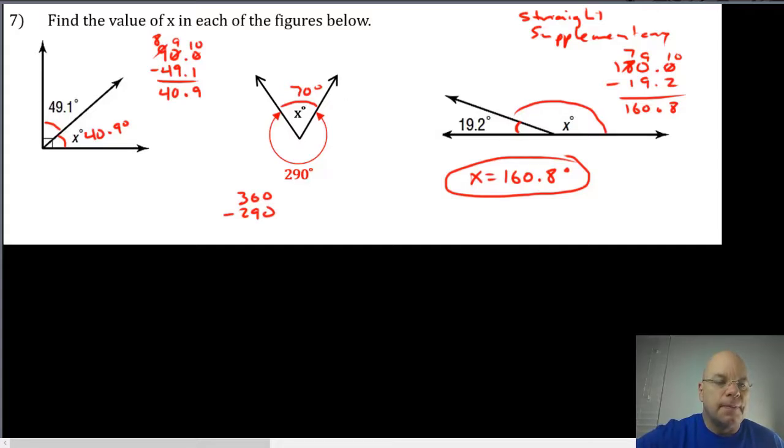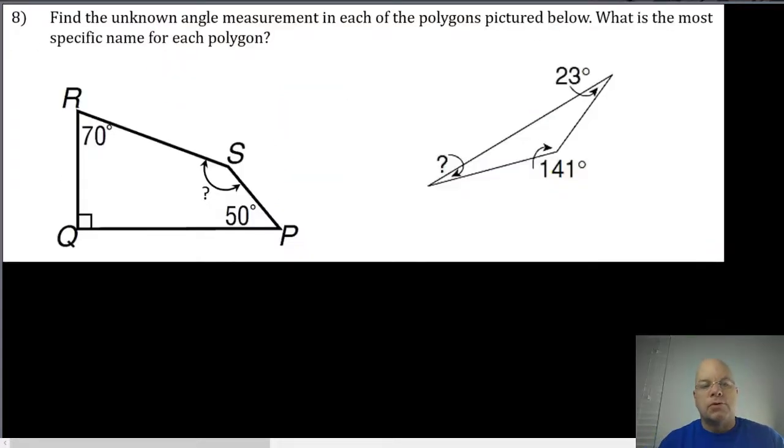Problem number 8. We're trying to find the unknown angle measurements in each of the polygons. The first polygon, PQRS, is a quadrilateral. All quadrilaterals have the sum of their angles is 360 degrees. We saw that we tore the angles off a quadrilateral and it made a complete circle when we placed all the angles adjacent to each other.